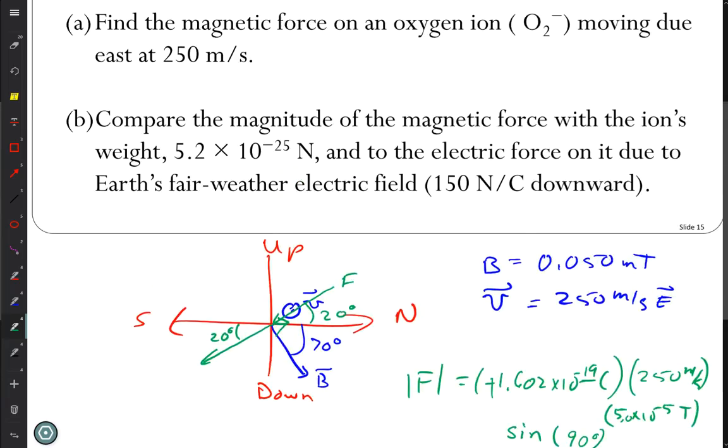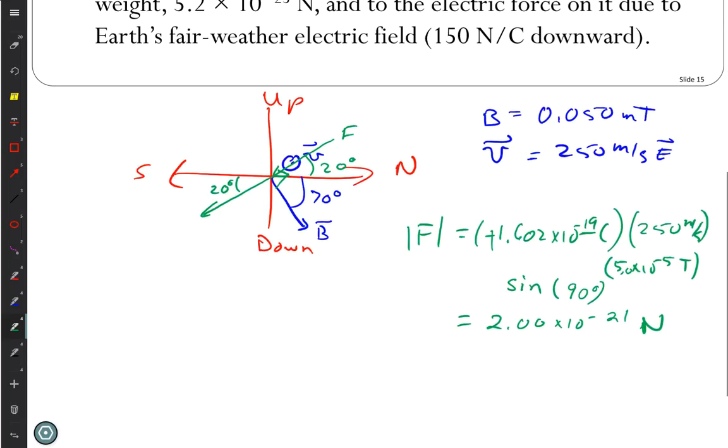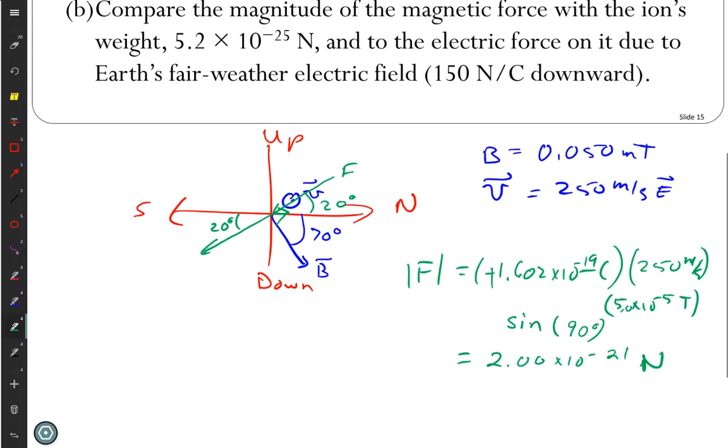Now for part B, which Jordan wanted to answer: compare the magnitude of this magnetic force with its weight. 5.2 times 10 to the minus 25. I don't have to calculate it. Is that more or less than its weight? No, it's more. It's like 10,000 times more. Well, yeah, 4,000 times more, something like that. So it's much, much more. So the weight is negligible compared to this force.